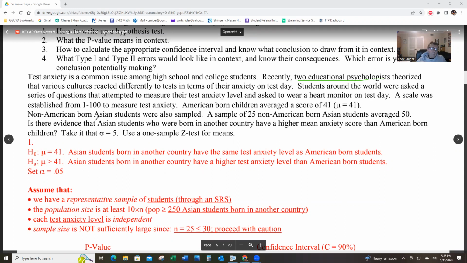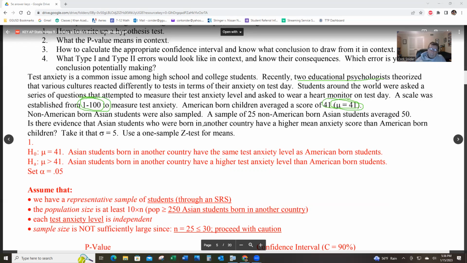Students around the world were asked a series of questions to attempt to measure their test anxiety level and to wear a heart monitor on test days. Pretty cool. A scale was established from 1 to 100. Now, I don't really know what that scale is. I don't know if 1 is sleeping and 100 is you're going to die. I'm not really sure what the numbers mean, but it was measured from 1 to 100. American-born children average 41. So if 50 is the halfway point in stress, they're slightly below it.